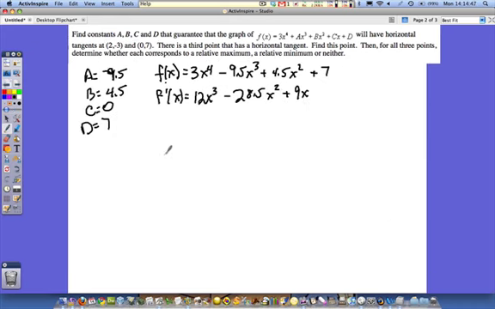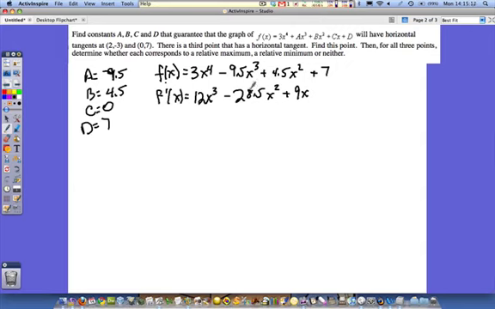What I did is I just transferred the A, the B, the C, the D to this new page, and I rewrote the function and its derivative based on what A, B, C, and D are. So here's the 3x to the fourth, and then the A and the B, and the C, remember, is 0, so I left it out, and the D is 7. And then f prime of x I just got by finding the derivative of this function.